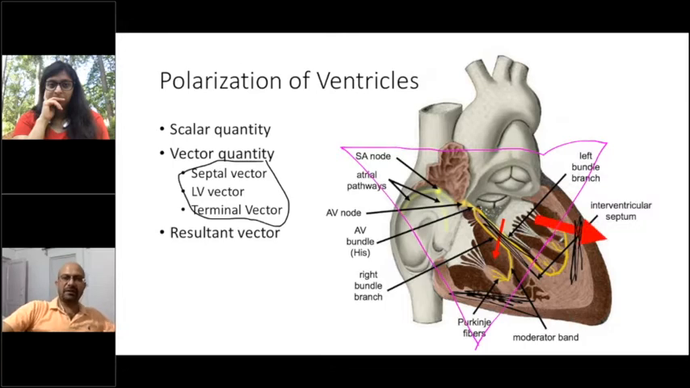So that's the septal vector, and this is followed by the LV vector. The left ventricular vector goes in this direction, and you have the right ventricular or the terminal vector, which travels in this particular direction. That's how the summation arises.